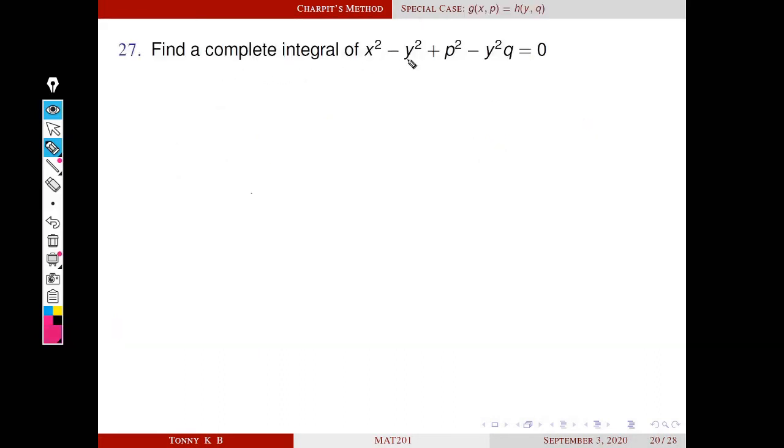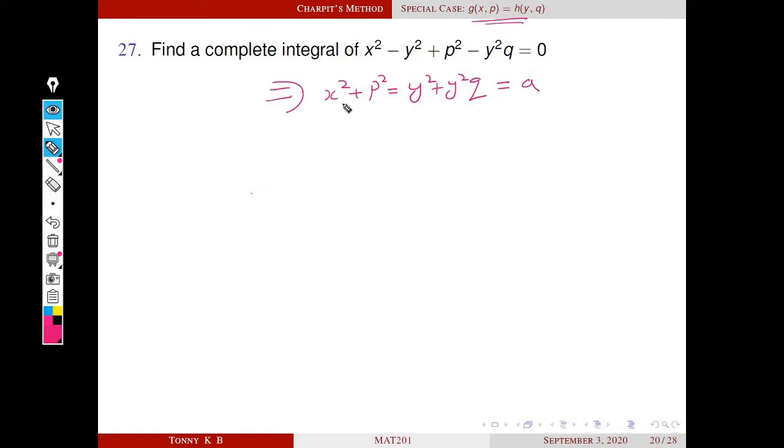Find a complete integral of x square minus y square plus p square minus y square q equal to 0. It is clear that this PDE is of separable form. So first you separate this PDE as g(x,p) equal to h(y,q). So the left hand side is a function of x and p, the right hand side is a function of y and q. So our step 1 is we can equate this to a constant.